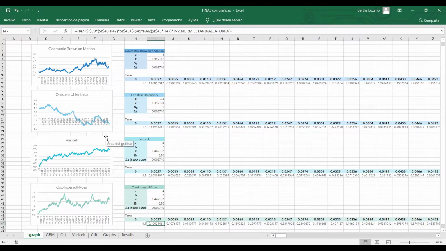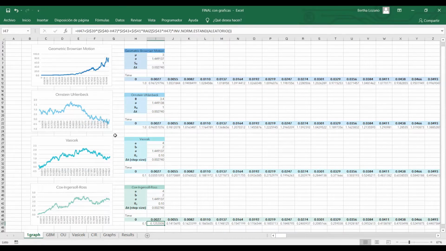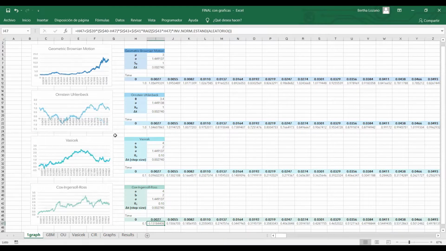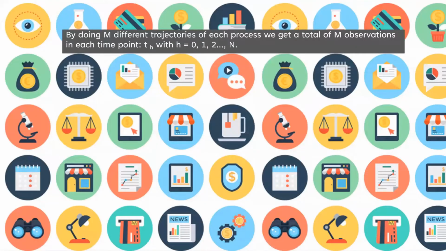However, doing a single trajectory is not enough to fully understand the solution of the stochastic differential equations. As we can see, they can change in every simulation. So we'll have to do a bunch of different trajectories to calculate its behavior on average. By doing m different trajectories of each process, we get a total of m observations in each time point t_h, with h from 0 to n.